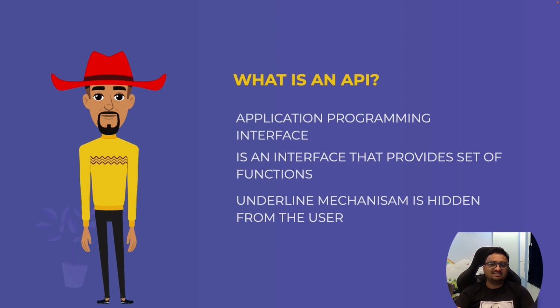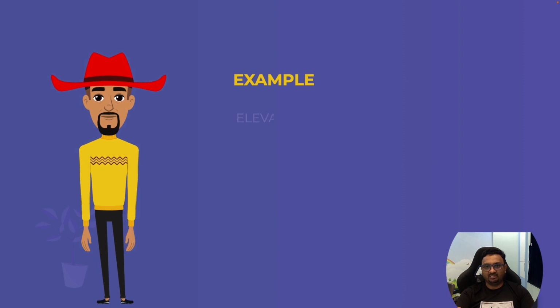Let's take a real world example of it. Let's take an example of an elevator. An elevator has different buttons. Let's say the elevator is for a building of 10 floors, so it has different buttons from 1 to 10. It has a button to open a door and close a door. Based on the action that you perform, when you click on a button, the underlying functionality you're not aware of, but it does work for you. So this is a very layman's example of an API.